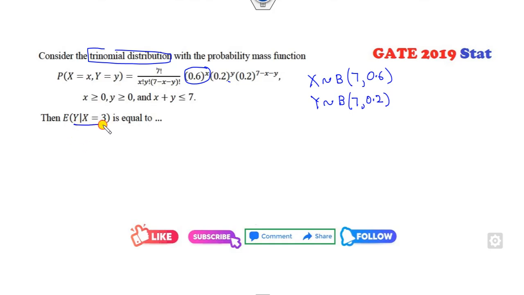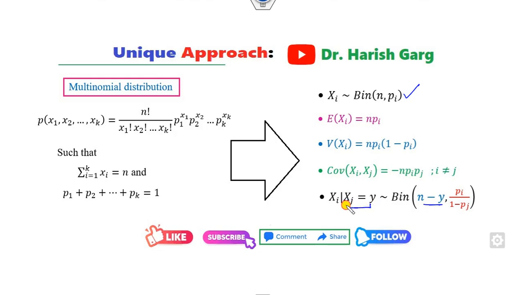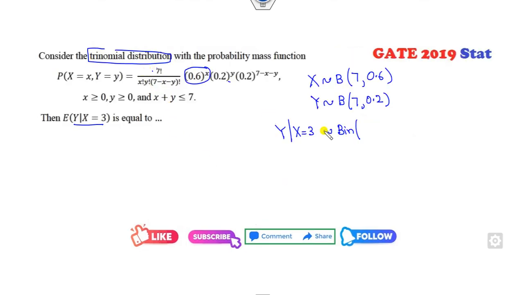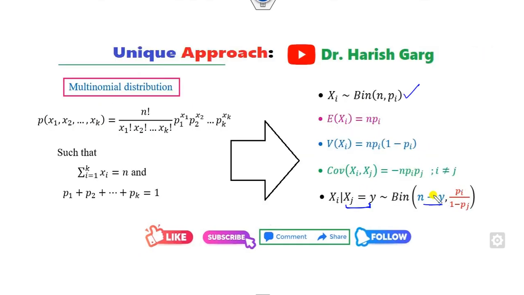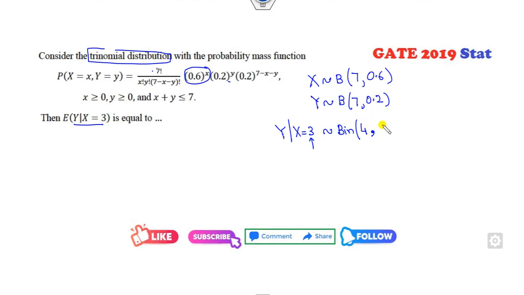Then your target is to find the conditional probability. That's again very simple. What is the conditional probability? It again follows the binomial distribution with the parameter n minus y. In this case, n is 7, y is 3, so 7 minus 3 is 4. The probability will be pi over 1 minus pj. pi is the probability of y, 0.2. pj is the probability of x, 0.6. So it follows a binomial distribution, with probability 0.4 over 0.8, which is 1 over 2.